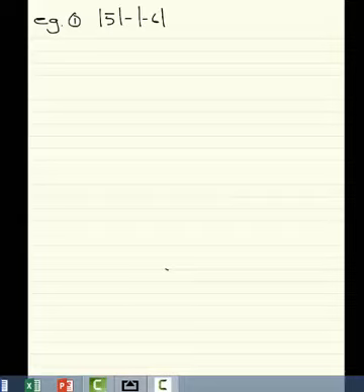So we'll look at an example. The absolute value of 5 minus the absolute value of negative 6 plus the absolute value of negative 2 all squared. So step by step. Absolute value of 5 is 5. The absolute value of negative 6 is 6. Absolute value of negative 2 is 2, which when we square it we get 4. Hopefully you all end up with an answer of 3.